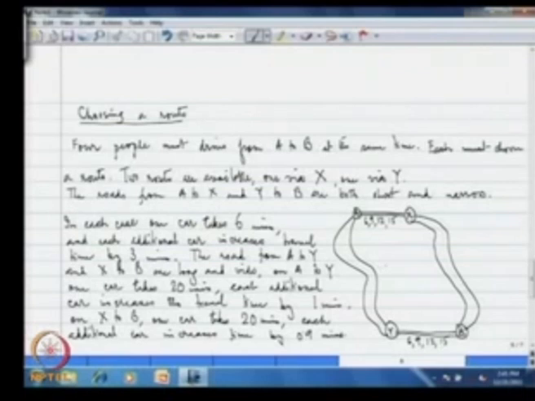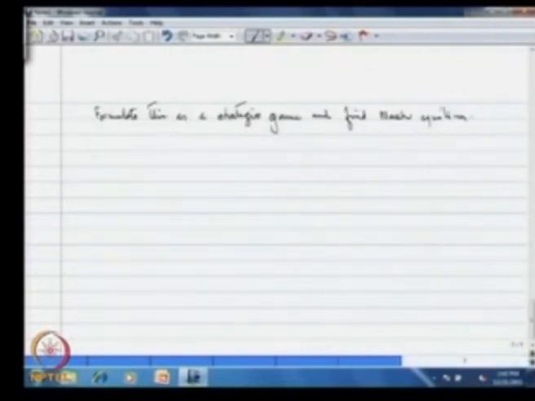From A to Y or X to B, the road is wide, but it is a long road. So, the time that will be taken will be like this. So, this is the game. We have to formulate this situation as a game, proper strategic game, and find out the Nash equilibrium. Now, in a strategic game, we know that we have to specify players. Here, 4 people are the players.